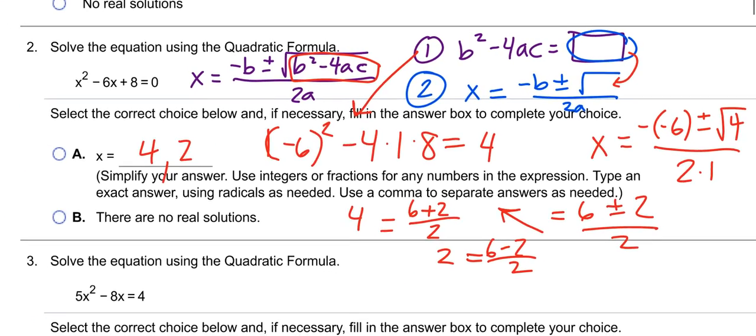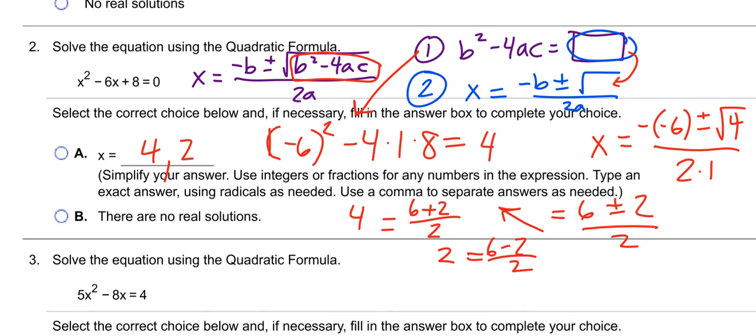Okay, so if we do this quadratic formula in 2 steps, we'll more than likely get the correct answer. We will be practicing a lot tomorrow.